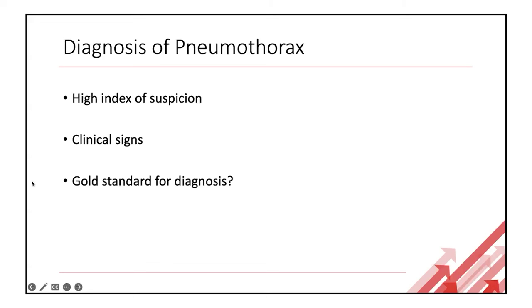So clinical signs and symptoms, taking a good history will raise your index of suspicion. You'll be able to pick up your red flags in the history. Then when you go on to examine your patients, your clinical signs and symptoms will point you towards a diagnosis and will help you figure out what is the best investigation for my patient. Does my patient require investigation or not? And if they do require investigation, which one should we do?